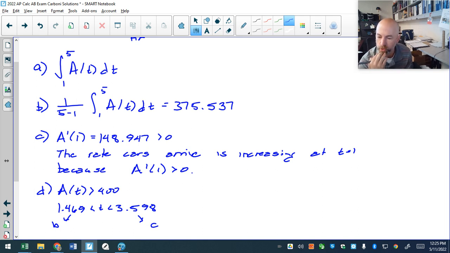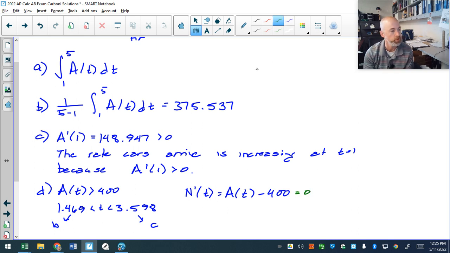To the nearest whole number, find the greatest number of vehicles. Okay, so N is the number of vehicles. So if I want the greatest number of vehicles, I will need to find the critical numbers of that function N. So N prime of t is going to be the function A of t minus 400. I will need to set that equal to 0 to get my critical numbers. I actually just solved that. I know that happens at 1.469 and 3.598. And I basically just recreated some work I already had.